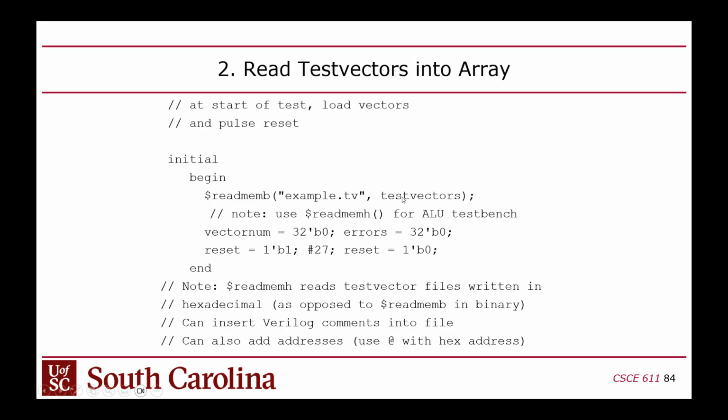This is the same way we're going to load your code into your CPU, except we're going to use readmemh. And then you also initialize the vector num and the errors counters. And then you reset. So we set reset to 1, and then it delays for 27 time units, and reset goes to 0. So this basically just does a little pulse at the beginning.